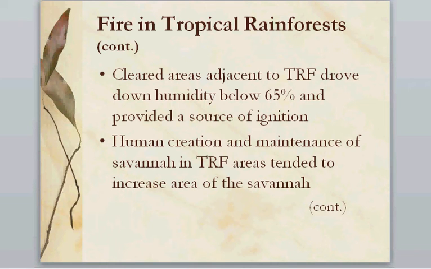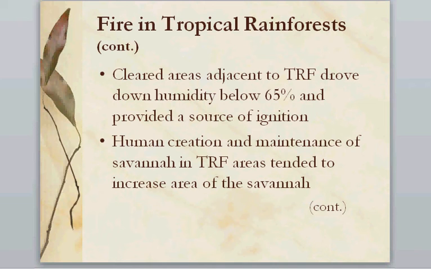If the fire returns every 2 to 3 years in that ecosystem, trees are not going to get the chance to grow tall and shade out the grasses. So the grasses will dominate the ecosystem and a savanna will be maintained.